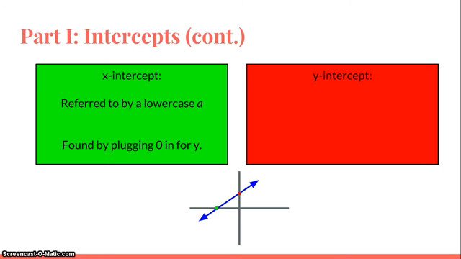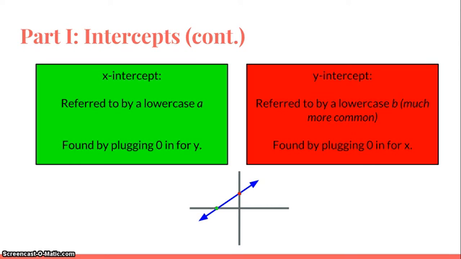Similarly, the y-intercept, that's referred to by a lowercase b, and this is much more common. We'll be working with the lowercase b for the y-intercept ad nauseum. You'll be sick of seeing y-intercepts by the time this is all done. But it's found in a very similar way. To find the y-intercept, we plug 0 in for x. So you'll notice that for the x-intercept, 0 goes in for y. For the y-intercept, 0 goes in for x.